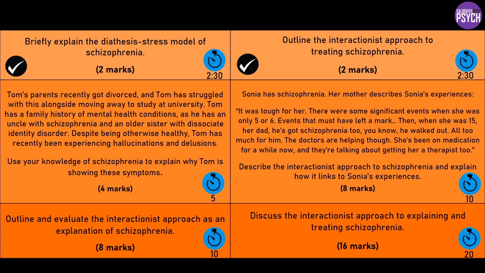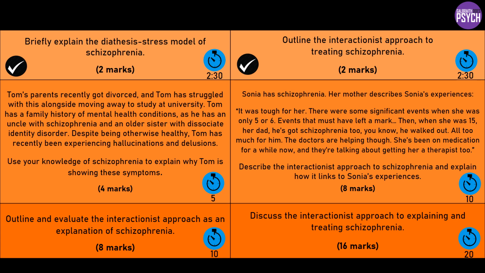Now, it doesn't actually say interactionist approach here, which is possibly not very helpful. Well, I could have been more helpful, I wrote it. But what it's leading you towards is talking about the family history. You see that, you think, okay, that's a predisposition, yeah? You see divorce and moving away to university, you see stress. You think predisposition, stress, trigger, that's diathesis-stress, okay? That's what you need to be thinking.